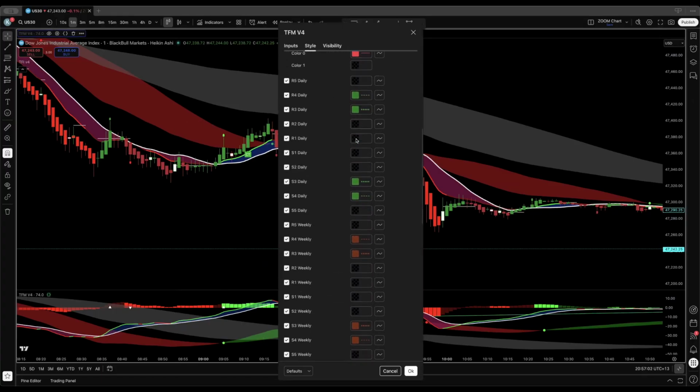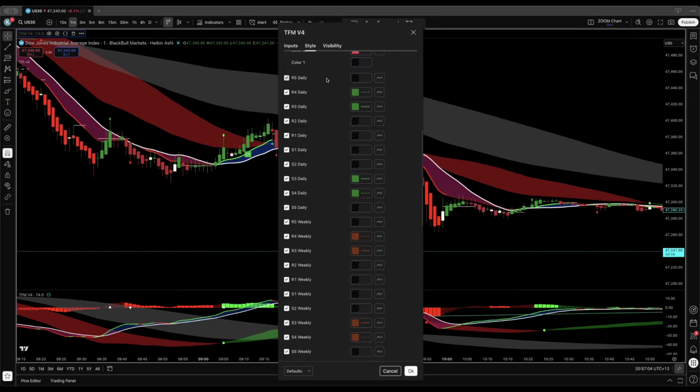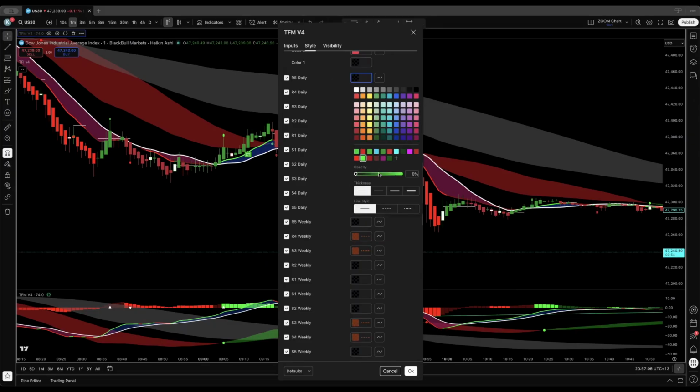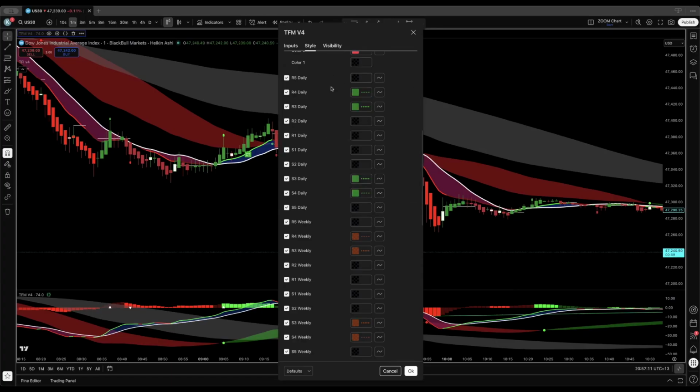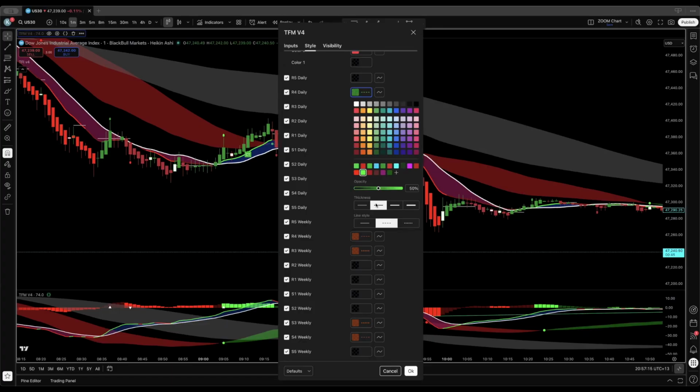So okay, there we go. This is what it looked like. So the R5, this would have been here at 50. I'll take it to 0. That means you'll see the label, but not the line. Every R4 and S4, I use two width and a dashed line.